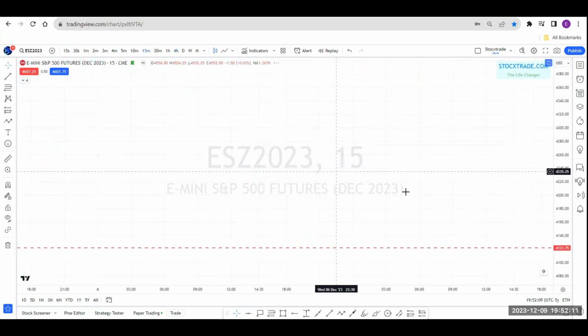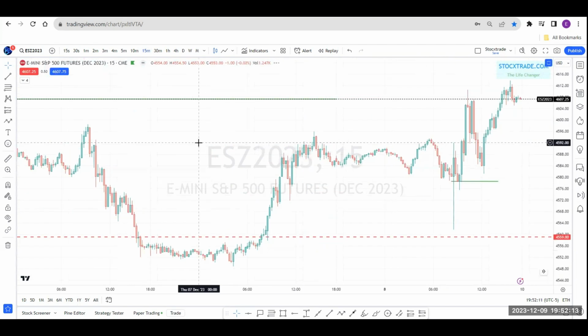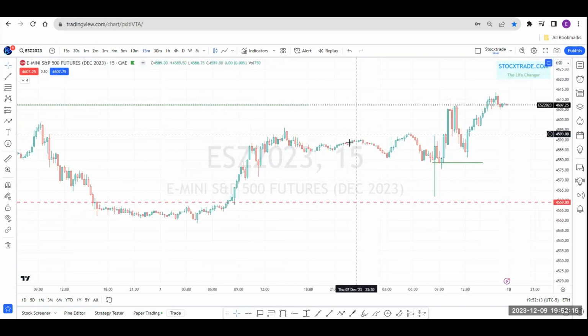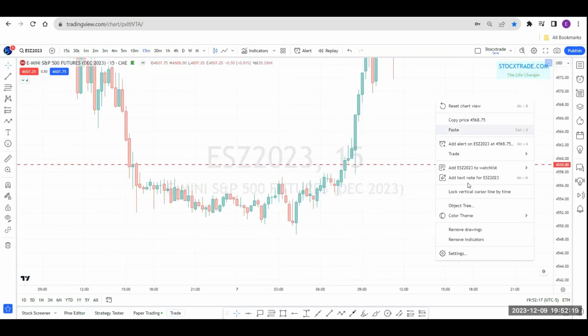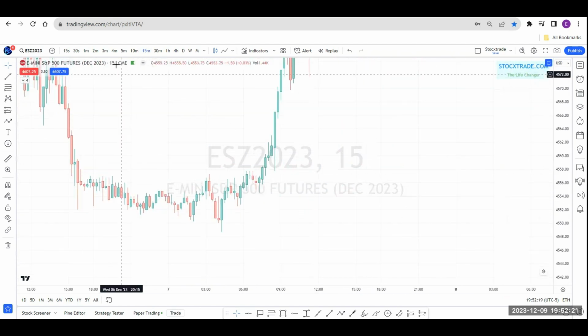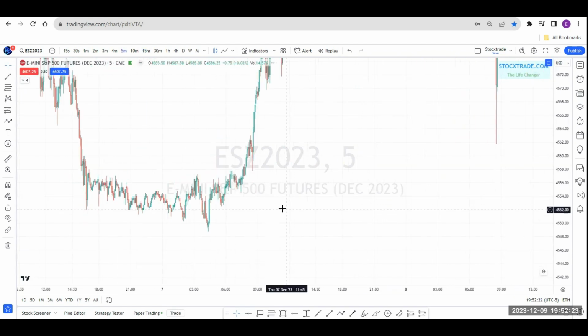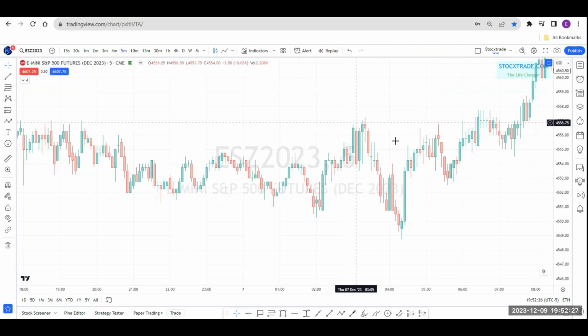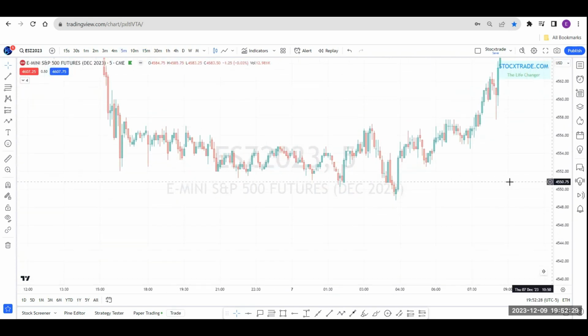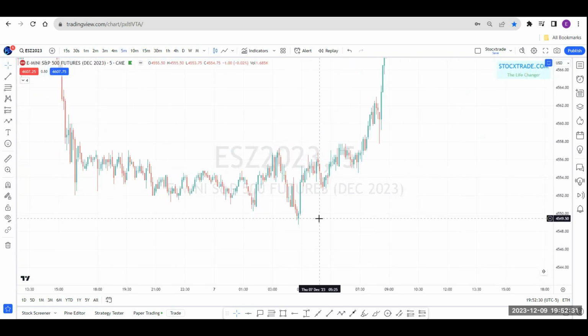Suppose this is our 15 minutes. Anyway, where is the bottom? We want to see the bottom. There is no indicator, nothing. Let me go to the 5 minutes. Suppose the market is here.